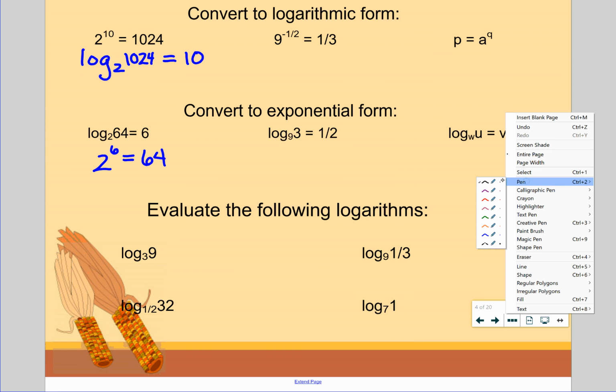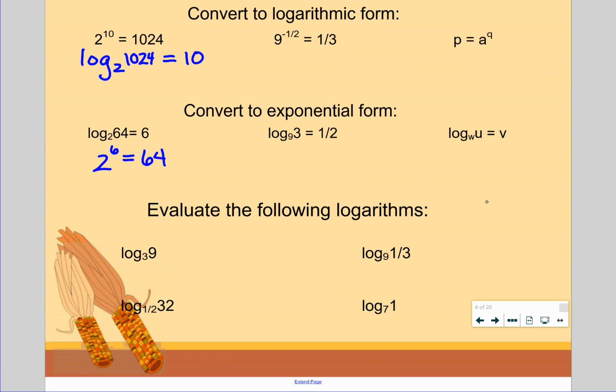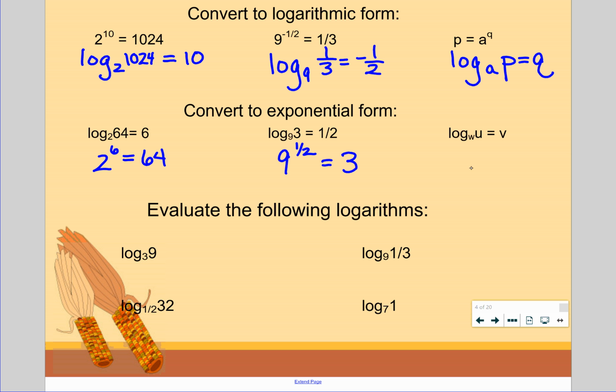All right. Let's talk about 9 to the negative 1/2 power equals 1/3. It's log base 9 of 1/3 equals negative 1/2. Good. The next one, log base a of p equals q. Perfect. Okay, the bottom two are written in exponential form. What's the base? Nine. It does kind of look like a g, though. I agree. 9 to the 1/2 equals 3. Good. What about the last one? w to the v equals u.